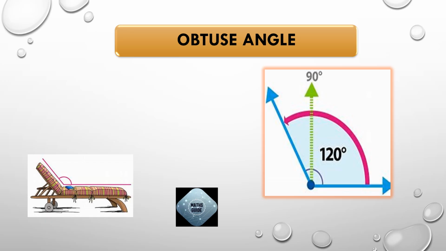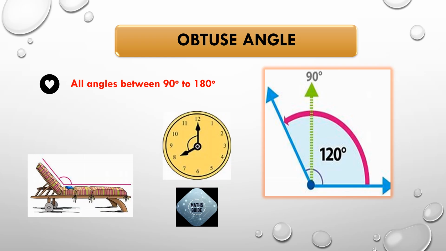Next angle is an obtuse angle. It's an angle that measures more than 90 degrees but less than 180 degrees. Unlike an acute angle, which is sharp and narrower, an obtuse angle appears wider and more open. Look at this example. It's an angle of 120 degrees. It is an obtuse angle. Why? Because it is greater than 90 degrees and less than 180 degrees. Here are some real-life examples regarding obtuse angles.